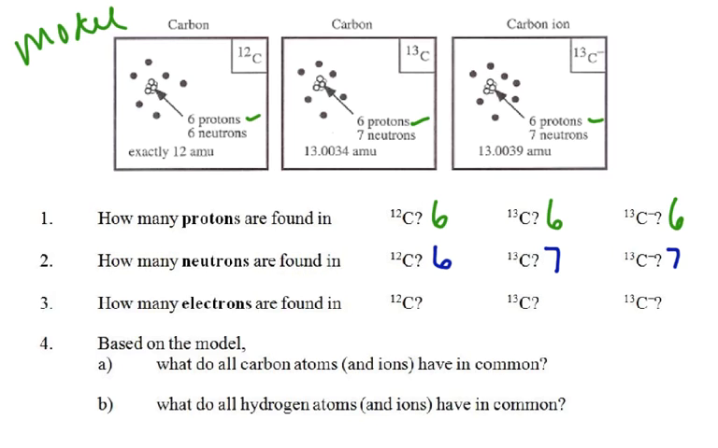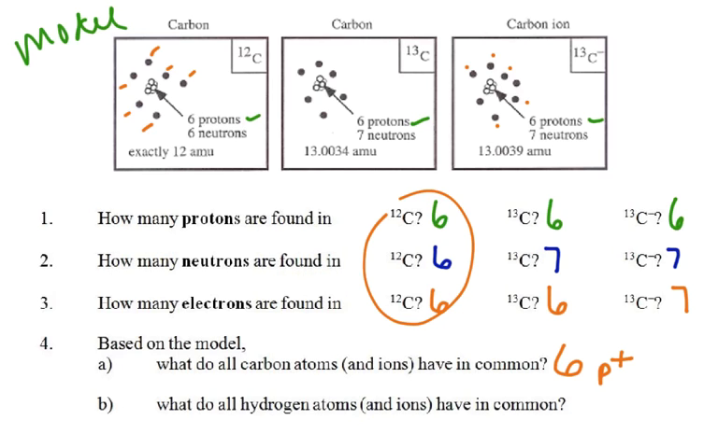Now, the electrons, we actually have to go back and count. We can see them out here. There's a little chart on this page that says these are electrons. So 1, 2, 3, 4, 5, 6. And this other one, 1, 2, 3, 4, 5, 6. And in the ion, there are 1, 2, 3, 4, 5, 6, 7. So based on the model, what do all carbon atoms and ions have in common? Well, we can see that they all have 6 protons.